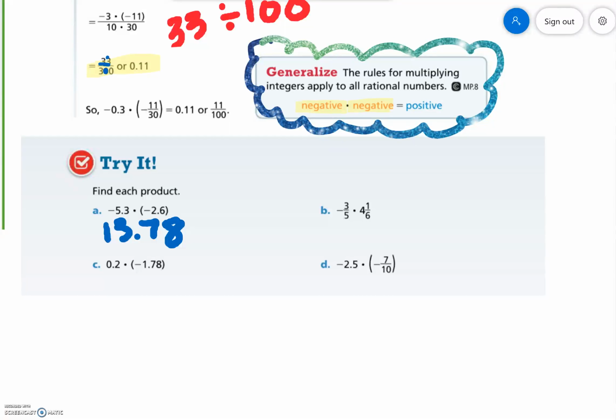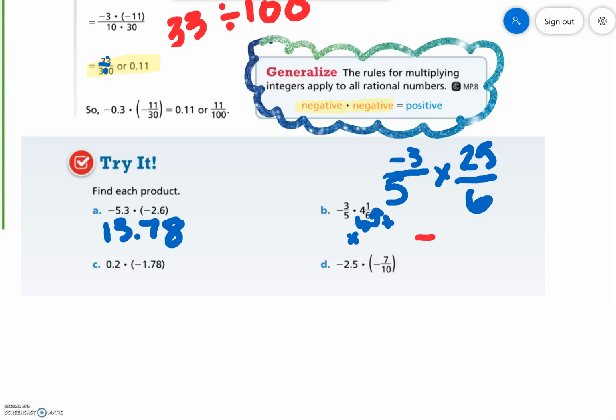B, negative 3/5 times 4 1/6. So I want to change these into an improper fraction. I can leave negative 3/5, but in order to change my 4 1/6, I have to multiply the bottom and add the top. 4 times 6 is 24, and plus 1 would be 25. So I'm multiplying by 25 over 6. A negative times a positive number should give me a negative. So I've got negative 25 times 3 is 75. 5 times 6 is 30.